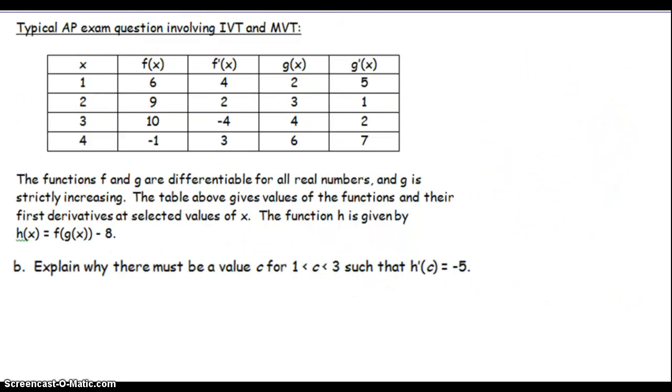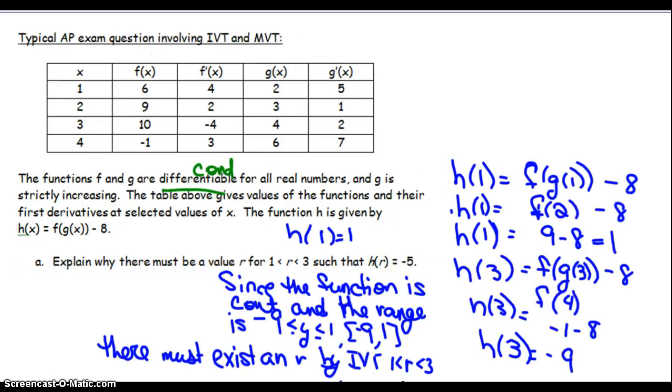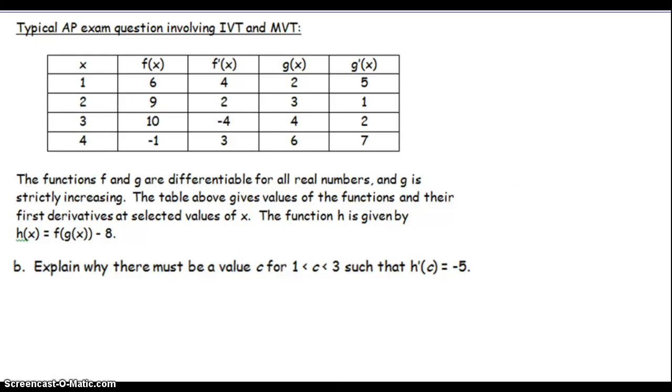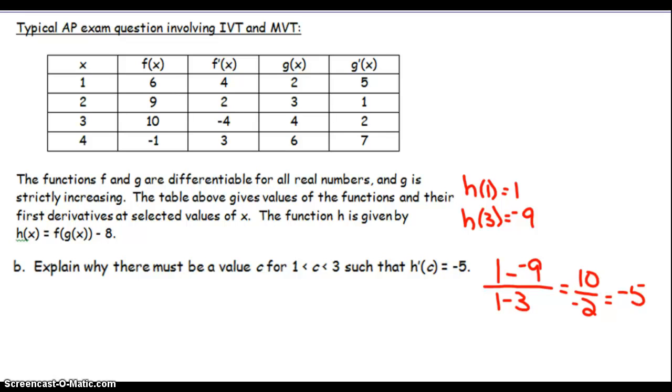And then part B says, explain why there must be a value between 1 and 3 such that h prime of c is -5. Okay, so now we're going to use MVT. We're going to use the two values. Let me just pop back and get them. We have 1 and -9. So we would say, okay, h of 1 is 1, h of 3 is -9. Let's do slope of those two. So 1 minus -9 over 1 minus 3, so I end up with 10 over -2, which is -5. And we can see at some point in there, there's going to be a slope of -5.